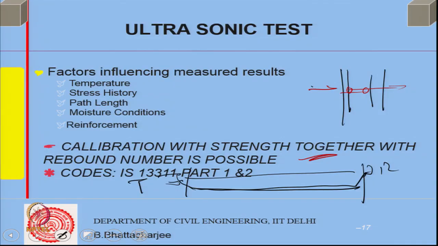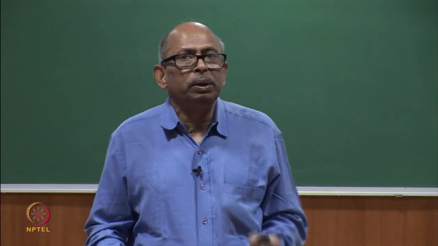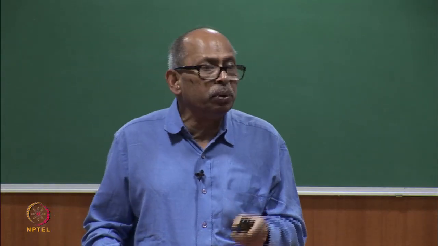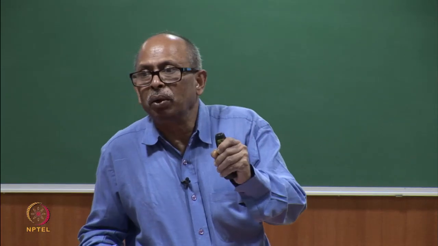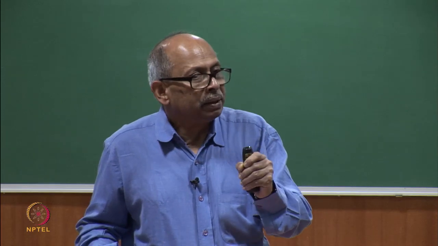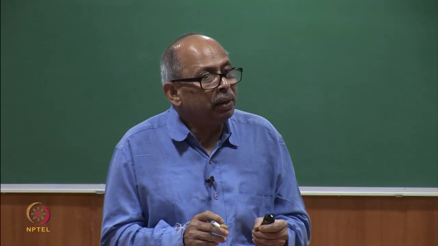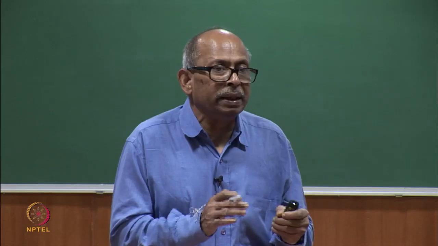Therefore, it is not really used alone for strength, but together with the rebound number, then you can do it. The Indian code, for example, IS 13311, part 1 and 2, gives both these tests. This test is needed in order to do a calibration with the rebound number also, because the rebound number gives you only an indication of the surface concrete, surface hardness, while this can give you an indication of the concrete inside the section.